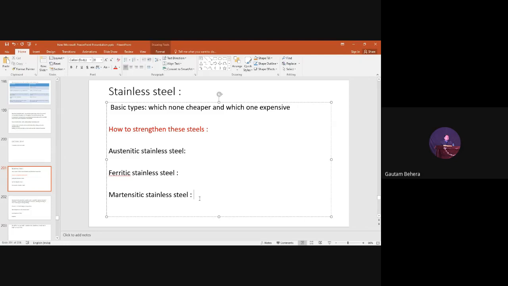So austenitic stainless steels are basically non-magnetic. We can call them paramagnetic sometimes, because if you do cold working on them, some magnetic behavior can come again into the steels. And the ferritic and martensitic stainless steels are ferromagnetic in behavior. They are strongly attracted to a magnet.